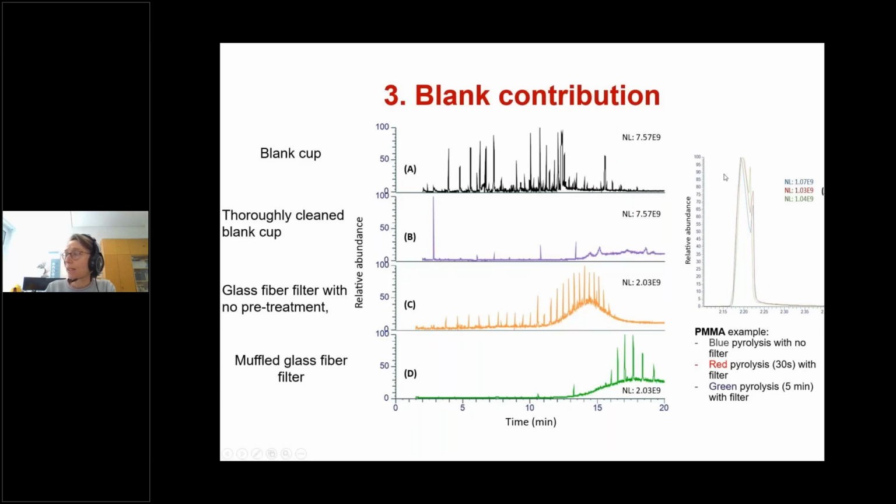And in here we see at the end that working with optimized cleaning procedures, the reproducibility of the PMMA polymer is very good. So at the end, this provides certainty in the analysis.